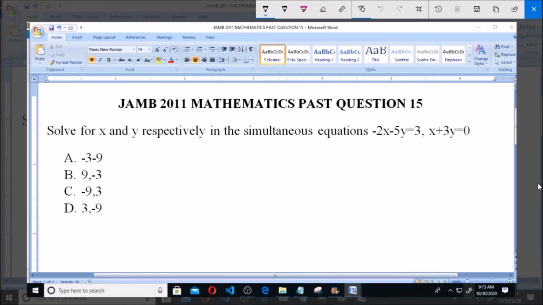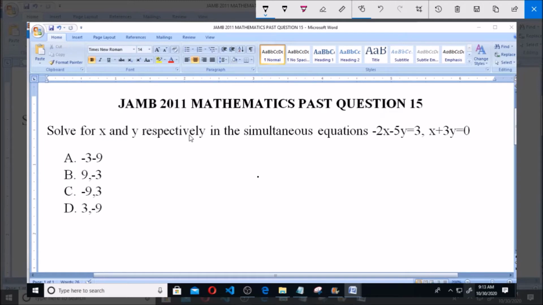I'll be answering JAMB 2011 Mathematics Past Question 15. Solve for x and y respectively in the simultaneous equation: -2x - 5y = 3, x + 3y = 0. A: (-3, -9), B: (9, -3), C: (-9, 3), D: (3, -9).